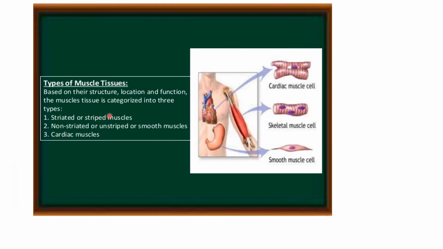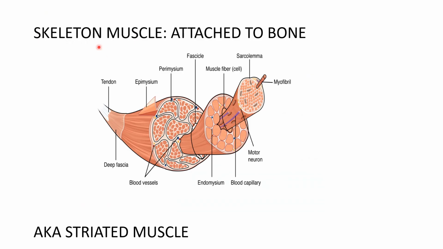So now let's see the types of muscle fibers. There are three: striated, non-striated, and cardiac. Non-striated are also known as smooth muscles. Now let's first see about striated or skeletal. The skeletal muscles, which are also known as striated muscles, are attached to the bones.